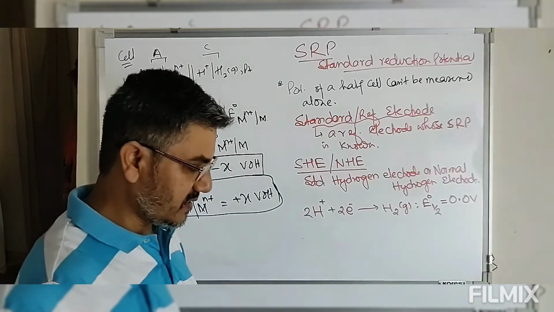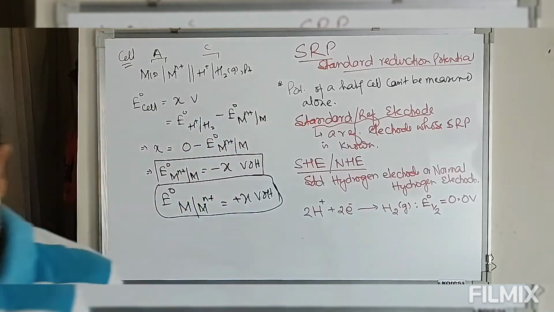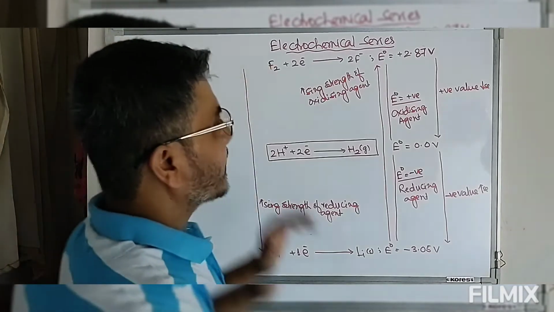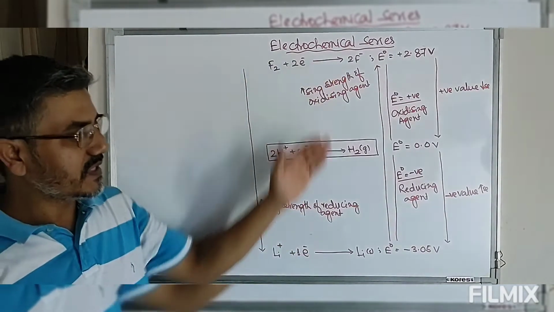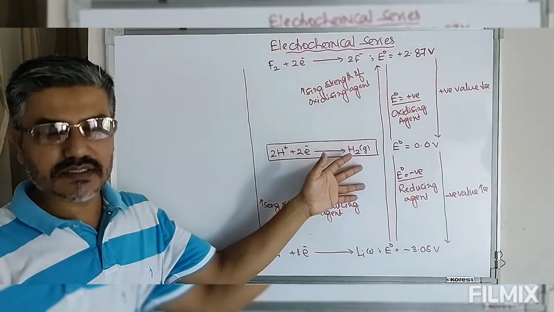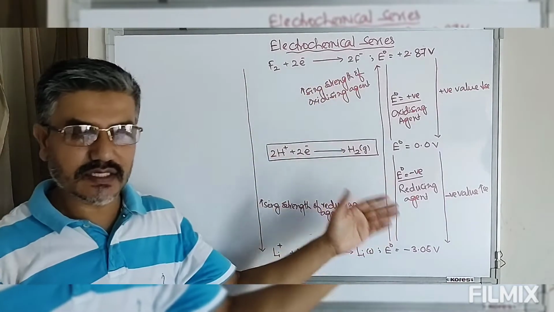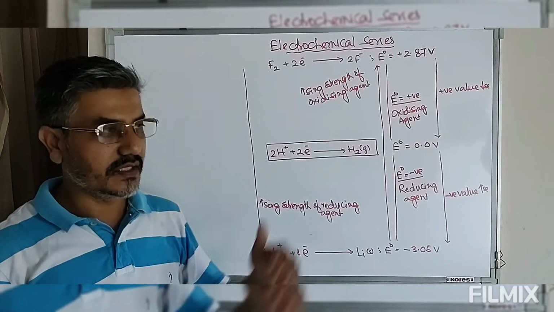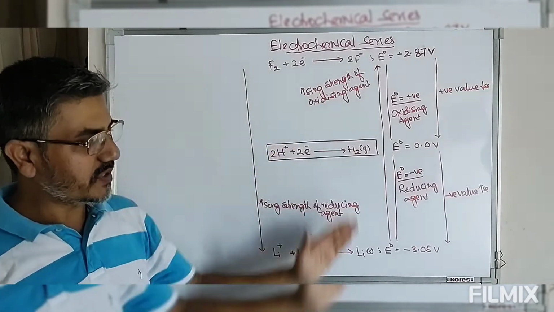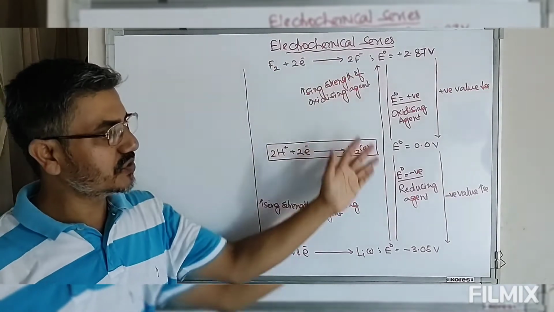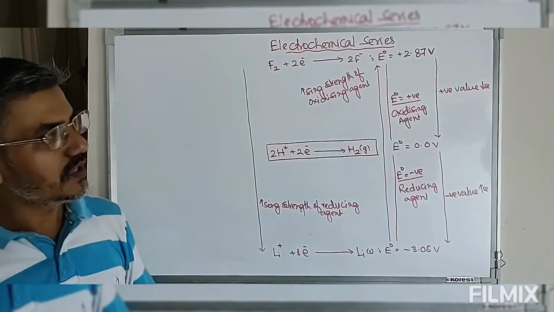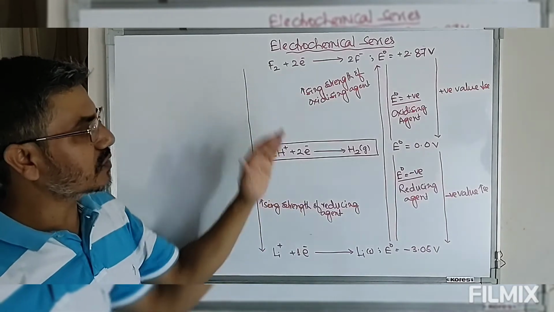So now the next part is the electrochemical series. This electrochemical series is a table in which the various species are arranged in increasing order of reduction potential or decreasing order of reduction potential values. This arrangement of different electrodes based on their standard reduction potential values is known as the electrochemical series.